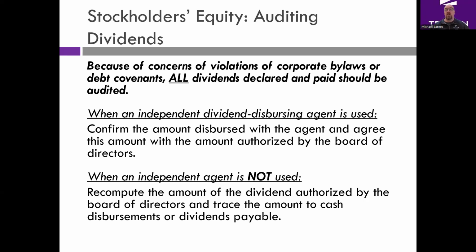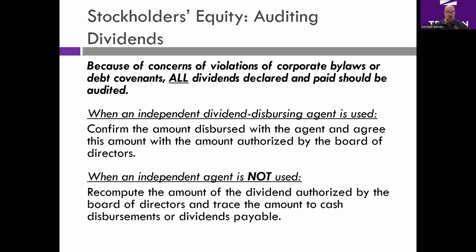Ultimately speaking, regardless of what method we use, whether we use a confirmation and agreement method or a recomputation and tracing method, we're trying to test the exact same two assertions in this area: completeness and valuation, allocation, accuracy. So keep that in mind. This has always caused confusion in the past. It shouldn't be that confusing because we know that that's going to be a critical area for understanding with respect to dividends.